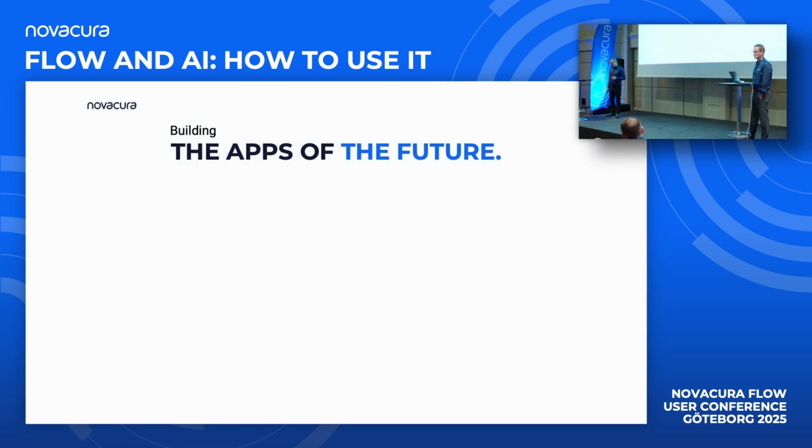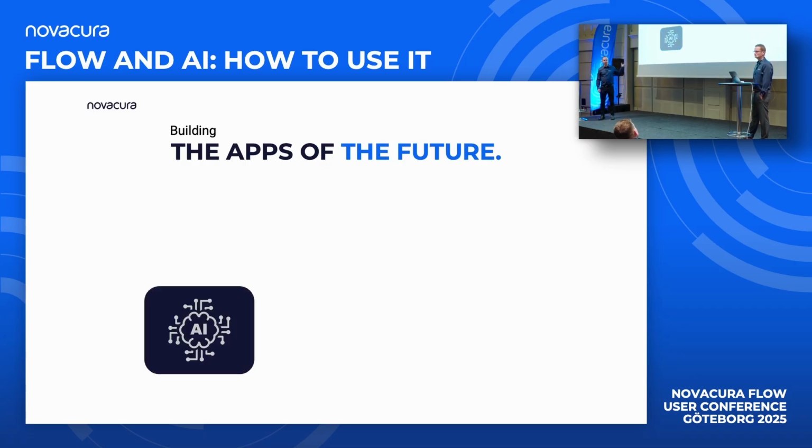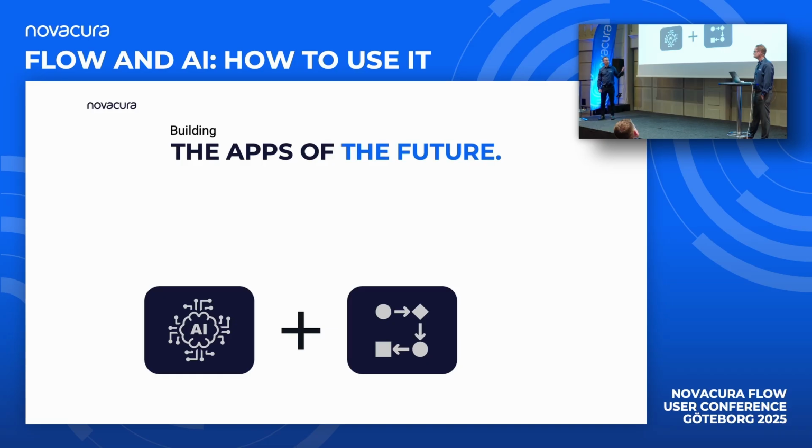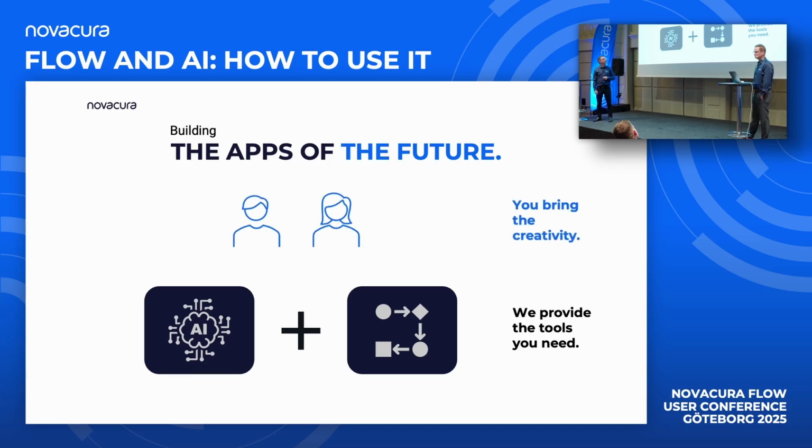So when we think about the apps of the future, what do we mean then? I think what we mean is that we will use AI more and more in the apps, but of course we will have the logic part as well. So depending on the use case, you will have a little bit of AI and a lot of logic, or a little bit of logic and a lot of AI. But you will always have those two components in your apps. And we can provide those tools for you, what you need in order to build these types of intelligent apps.